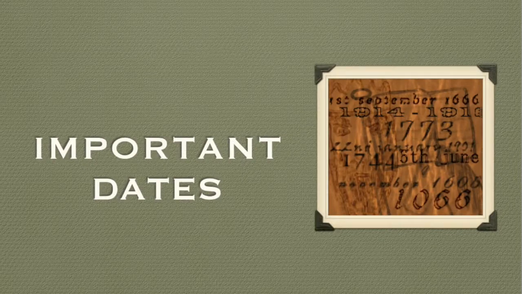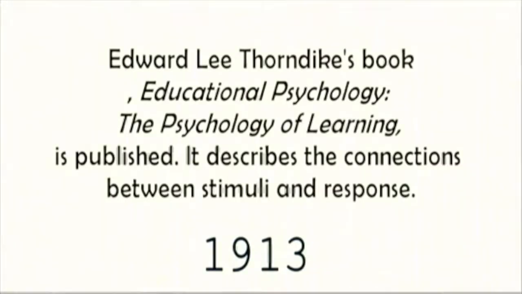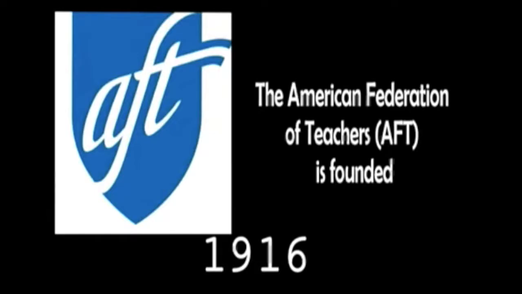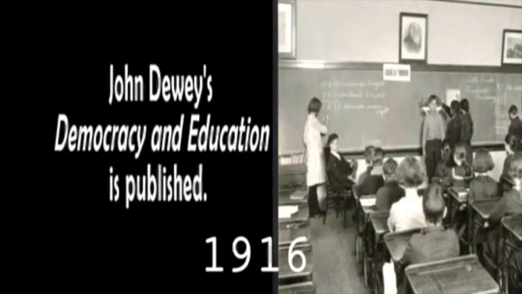Here are some important dates for education reform. In 1930, The Psychology of Learning is published, an educational psychology book which describes the connection between stimuli and response. In 1916, the American Federation of Teachers is founded. And also John Dewey's Democracy and Education is published.